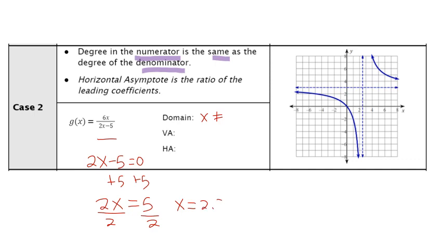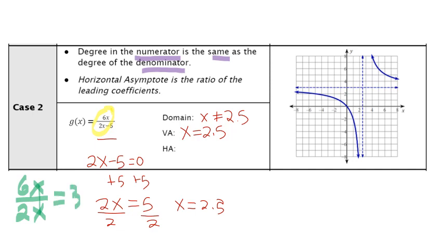I'll maybe make it 2.5. We're going to have a vertical asymptote at 2.5. And then for our horizontal asymptote, we see there's a degree of 1 at the top and bottom. So I'm really just simplifying 6x over 2x. Because the x's cancel, I get 3. So my horizontal asymptote is y equals 3.